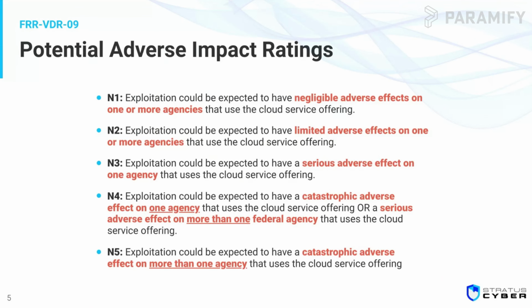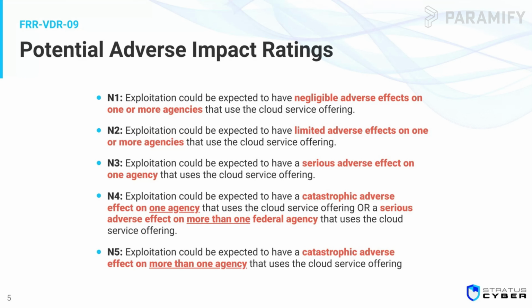The FedRAMP has defined 5 levels from N1 to N5, and these are the adverse impact that exploiting a vulnerability would have on your system. They go from negligible adverse effect to a limited adverse effect, a serious adverse effect at N3, a catastrophic effect on one agency or serious effect on more than one agency at N4, and then lastly, a catastrophic effect on more than one agency at N5.